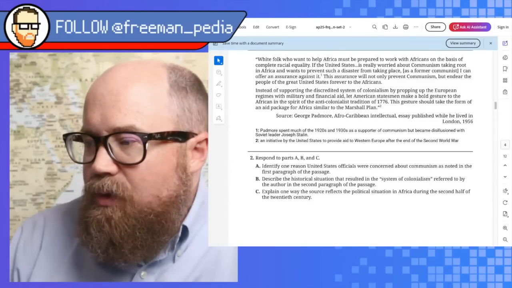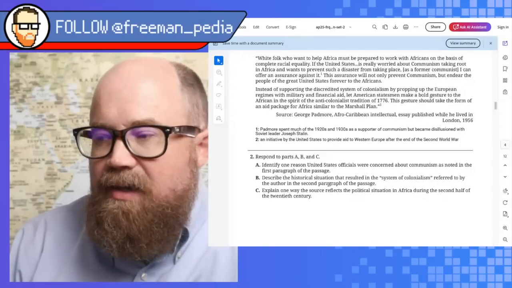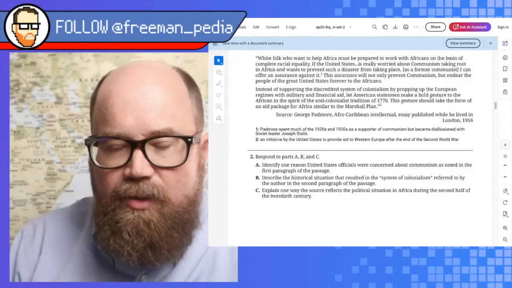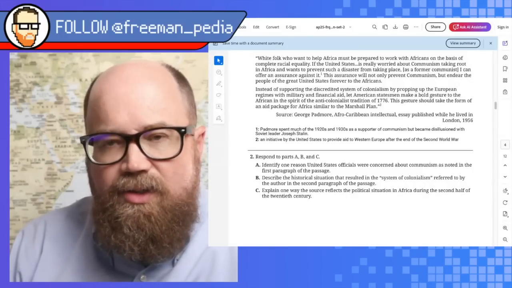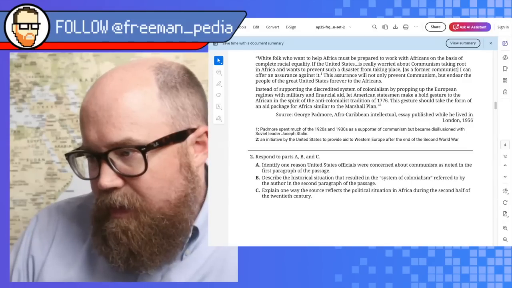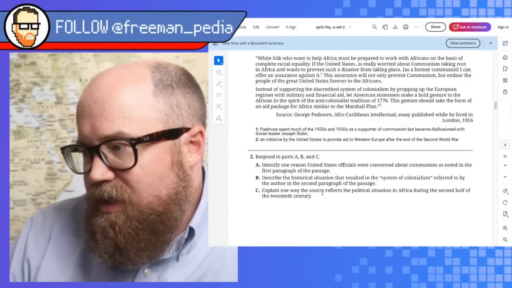B, describe the historical situation that resulted in the system of colonialism. That's imperialism. You know what that is. That's Unit 6. If you could describe Unit 6. Materials and markets, social Darwinism, civilizing mission, searching for more raw materials to feed the industrial machines, blah, blah, blah. That's B. C, explain one way the source reflects the political situation in Africa.